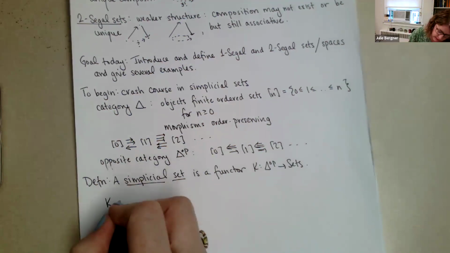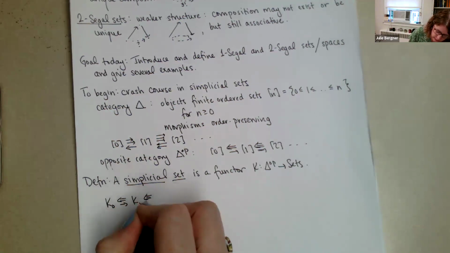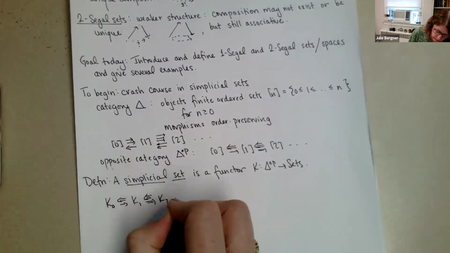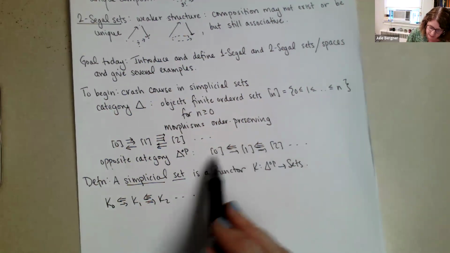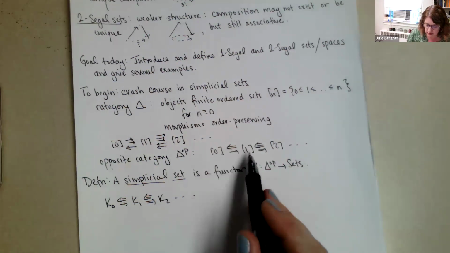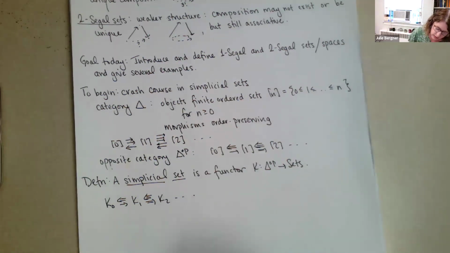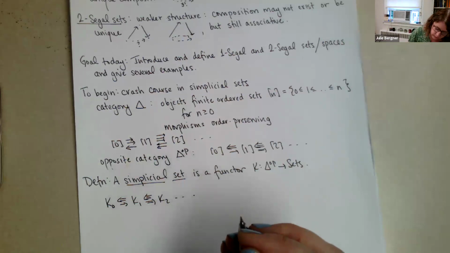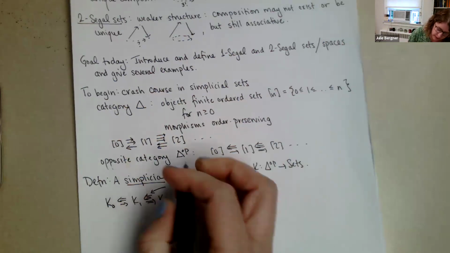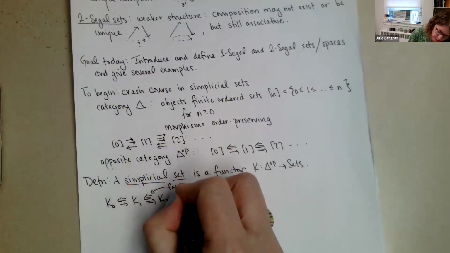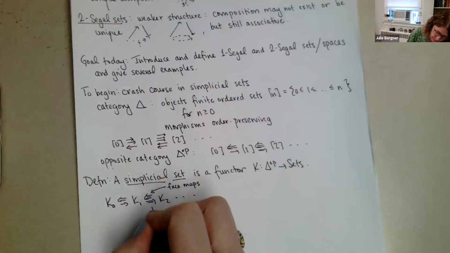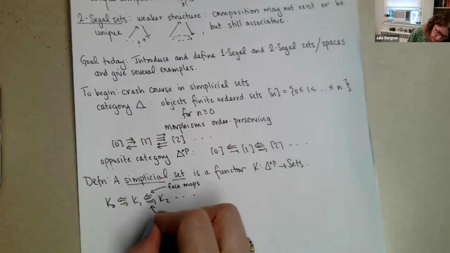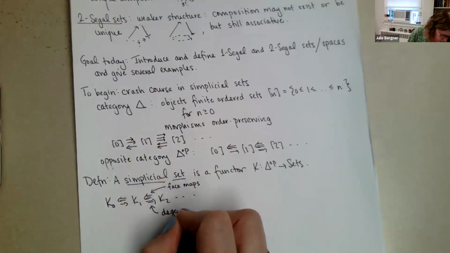So we have a column, say K0, K1, and so forth. And then we have maps going between them as indicated by the category delta op. So these downgoing arrows are what are called face maps, and then the upward ones are called degeneracy maps.